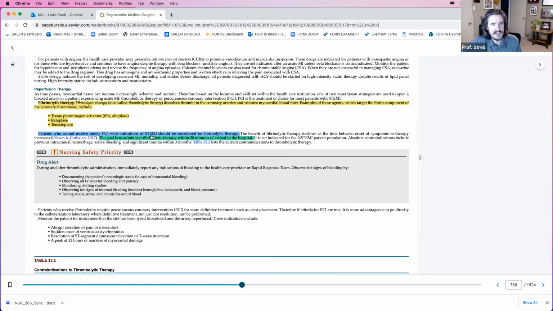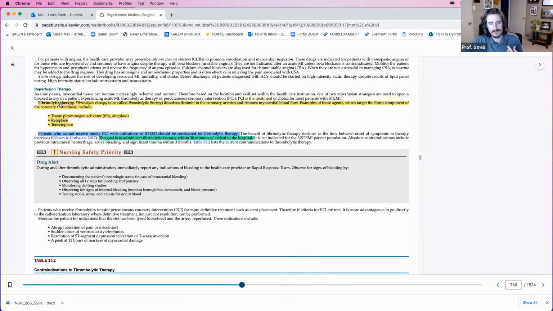And here's what PCI indicates: for a STEMI, it should be considered. The goal is to administer this therapy within 30 minutes. So these are things I want you to understand. Patients who cannot receive PCI need to be started on one of these. When you walk into the hospital, we have a 30-minute window to start that. It's a lot like a stroke, y'all. A stroke and a heart attack and a PE are nearly the same thing. You have a blockage of blood flow to your brain, that's going to kill you. That's a stroke. You have a blockage of blood flow to your heart, that's going to kill you.